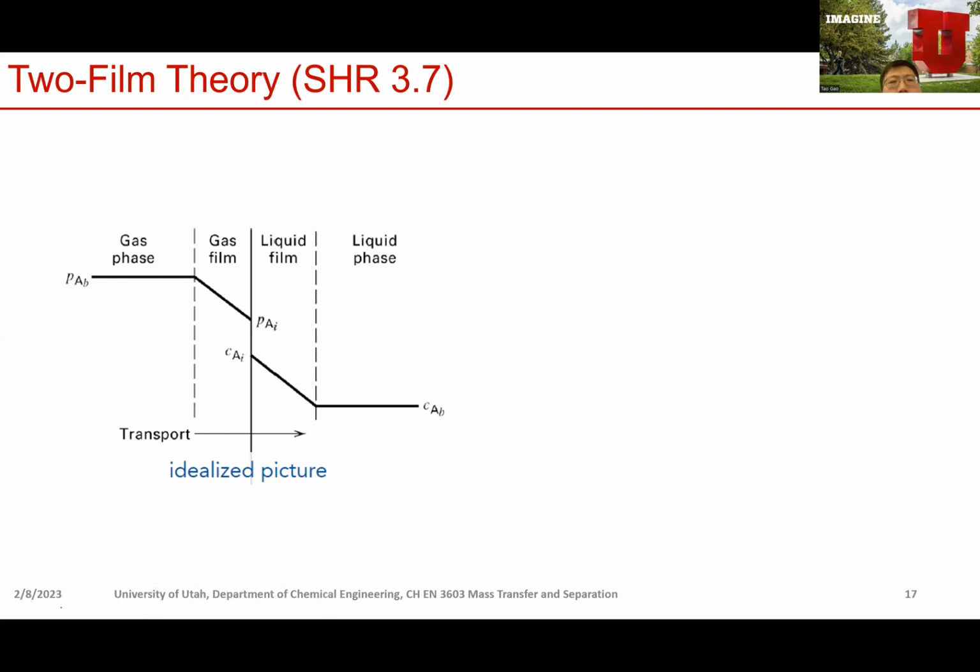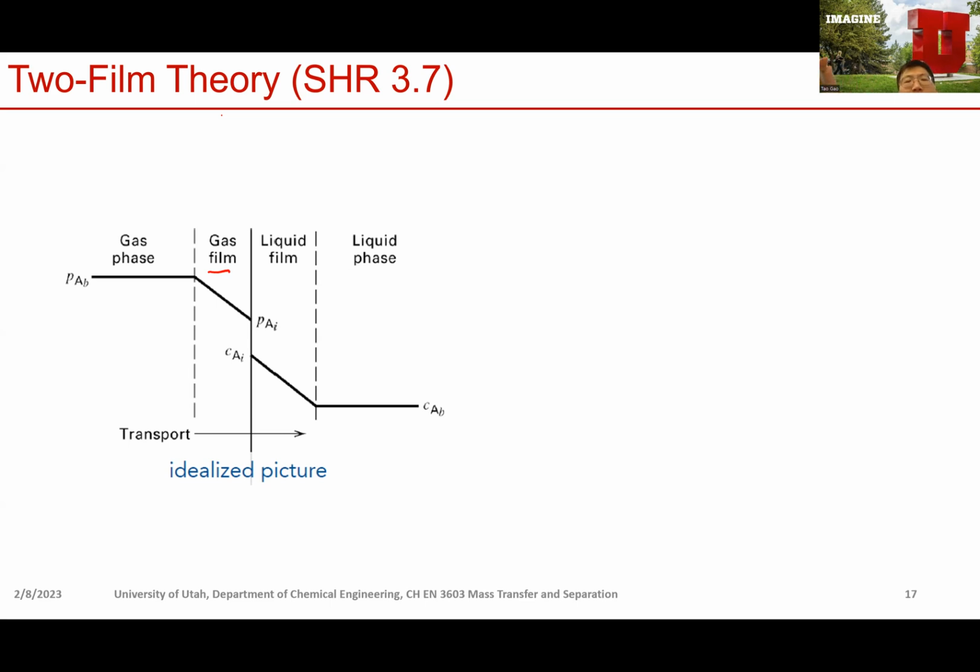So far we've talked about the thin film theory, and the modified thin film theory in which you have an interfacial region. But in reality, when you have two fluids in contact with each other, if you have a liquid film in the liquid phase, then there's supposed to be a gas film in the gas phase. That should be more realistic. So the two film theory just assumes we're going to have two films, on both sides of the interface.